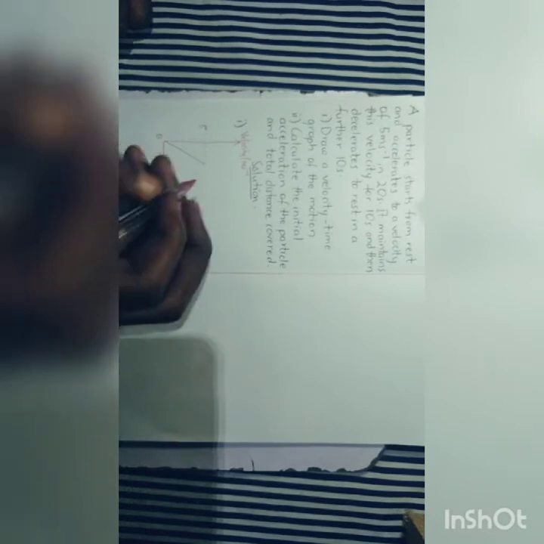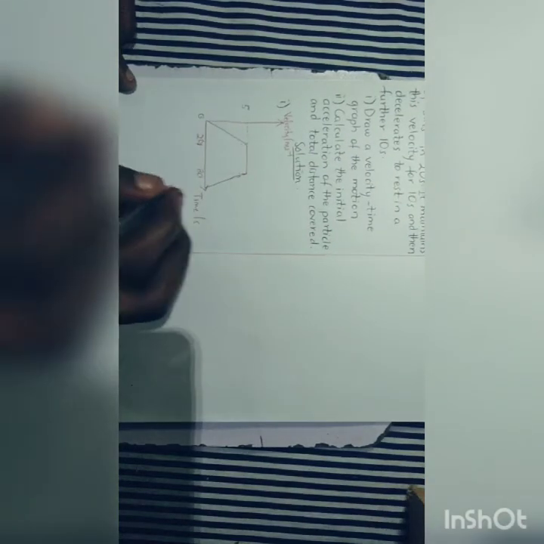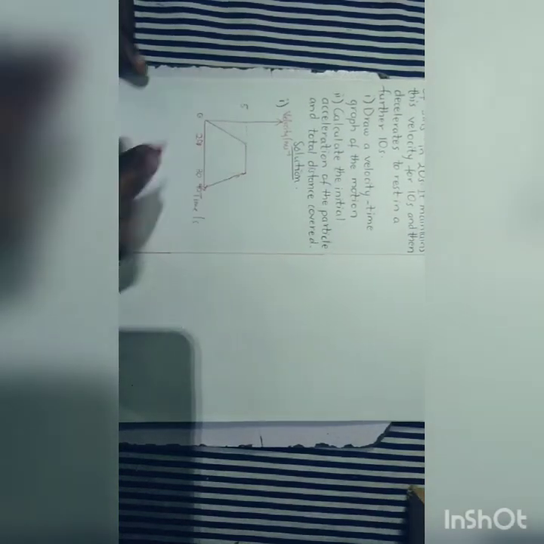Now, what does it say? It maintains this velocity for 10 seconds. Adding 10 to 20 seconds, we get 30. And then it decelerates to rest in a further 10 seconds, like this. So then the time will be 40 seconds. Now we've drawn our velocity time graph for the motion.